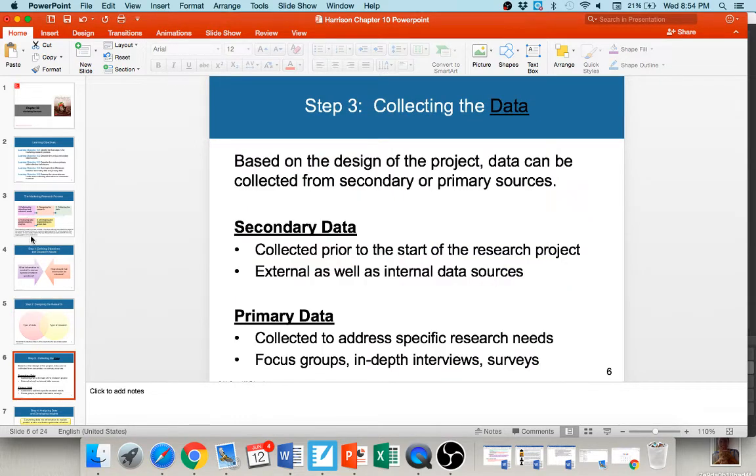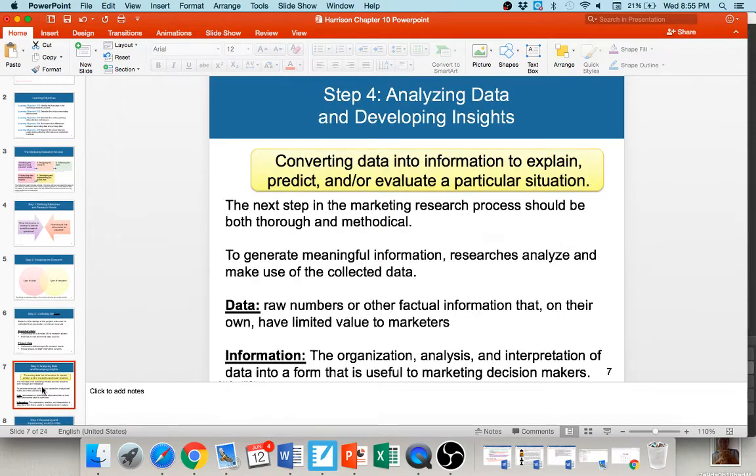So step three, you're going to go ahead and start the data collection process. And data can be collected from either secondary or primary sources. We're going to talk a little bit about the difference, but just to give you a general idea, secondary data is usually collected prior to starting the research project, and it comes from both external and internal data sources, whereas primary data is usually collected to address some specific research need that you have identified. Some really common examples of primary data collection would be focus groups, in-depth interviews, and surveys. We're going to talk more about all those things in just a little bit.